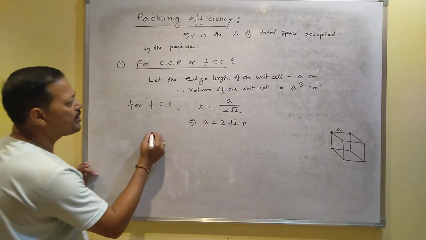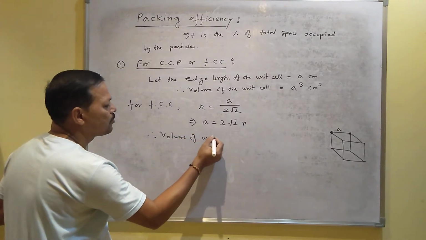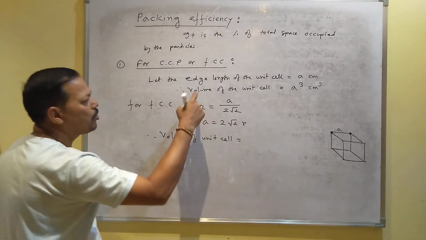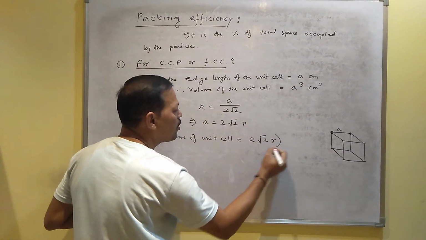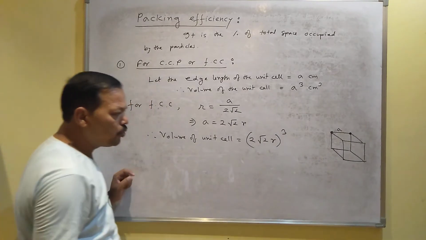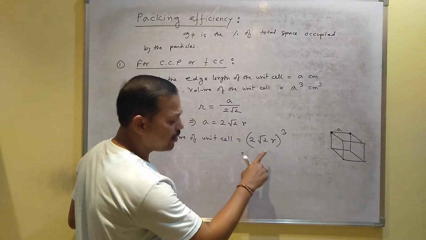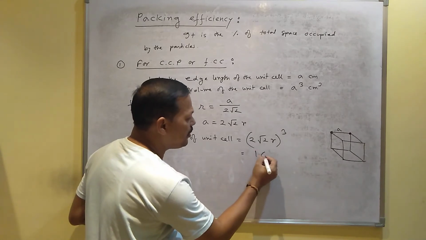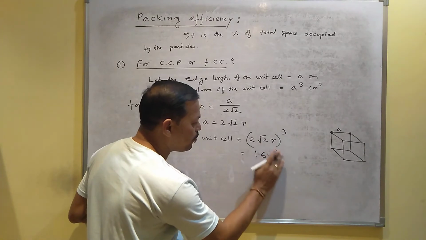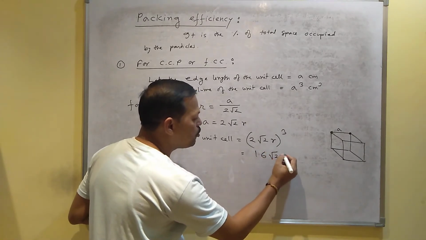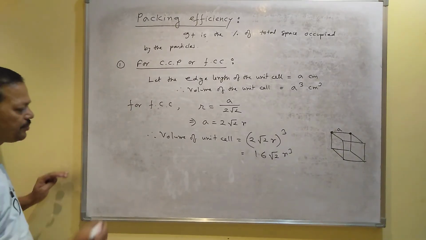So in terms of radius, the volume of the unit cell is a cubed, which means 2 root 2 r whole cubed. 2 root 2 r whole cubed means 2 cubed is 8, 8 into 2 root 2, I mean you will get 16 root 2 r cubed. So this is the volume of the unit cell.